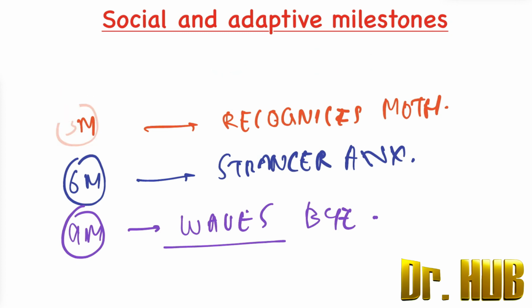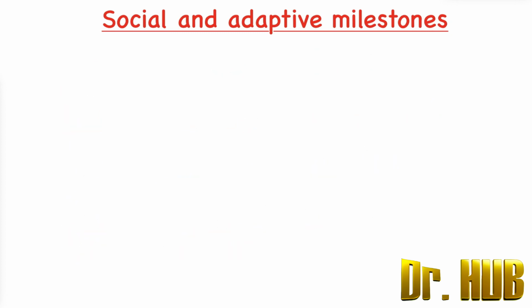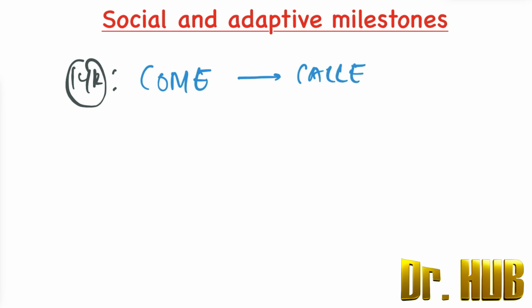Now at 1 year, what is a social and adaptive milestone? This is very important. At 1 year, the child is able to come when called, and is able to play a ball game.